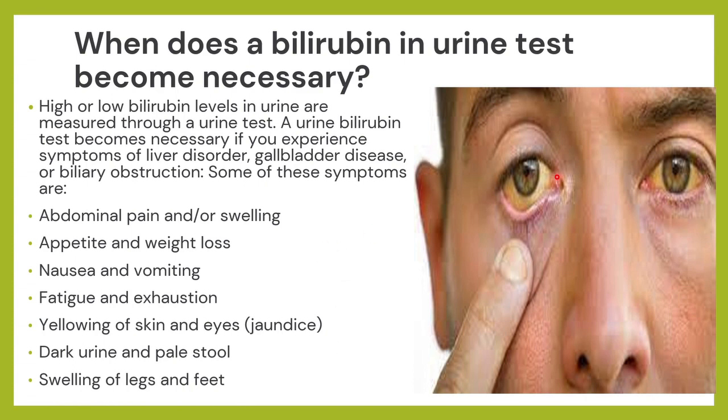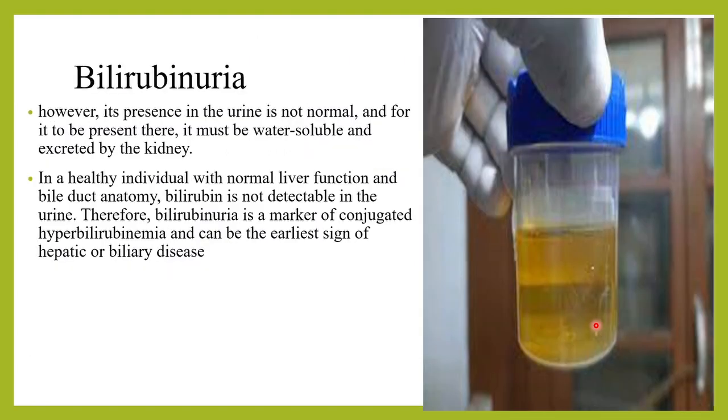So whenever a patient complains of yellowish discoloration of the sclera or his skin or his nails, the patient is having pain abdomen, loss of appetite, weight loss, nausea, vomiting, he's feeling very tired, and he is passing dark colored urine, the urine is very yellow, at that time the doctor will tell the patient to get a urine test done also to see if there is bilirubin in the urine. So when do we call it bilirubinuria?